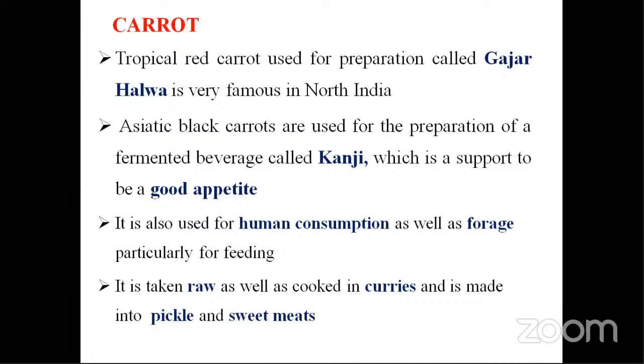And it is also used as forage, for feeding, as I have already mentioned. Raw carrots, we know how we eat them, as pickles, and they can be made into curries and all. But the most important point here is kanji, which is a fermented beverage, and it is generally prepared with black carrots, and it is good for appetite.